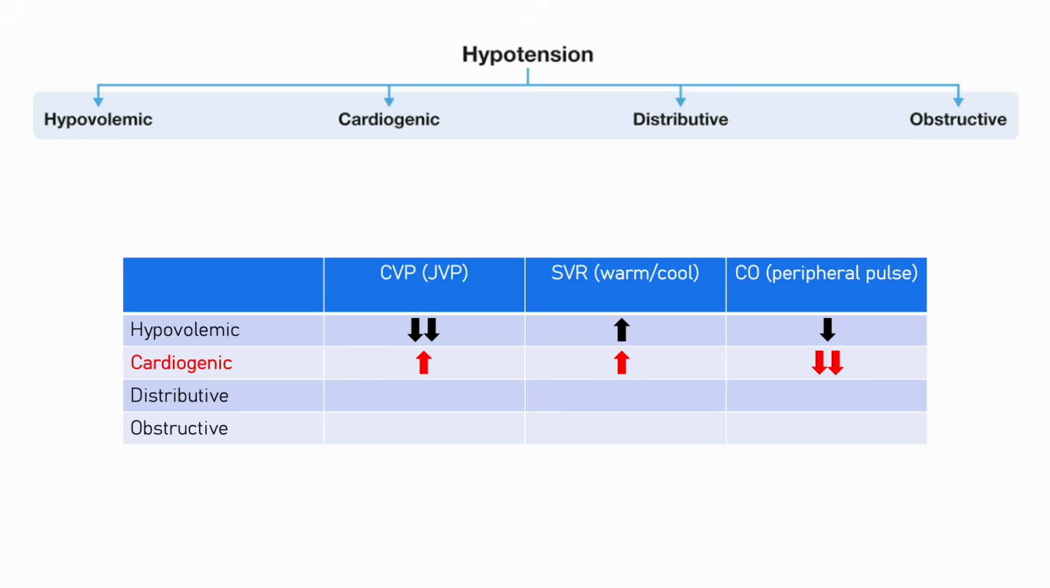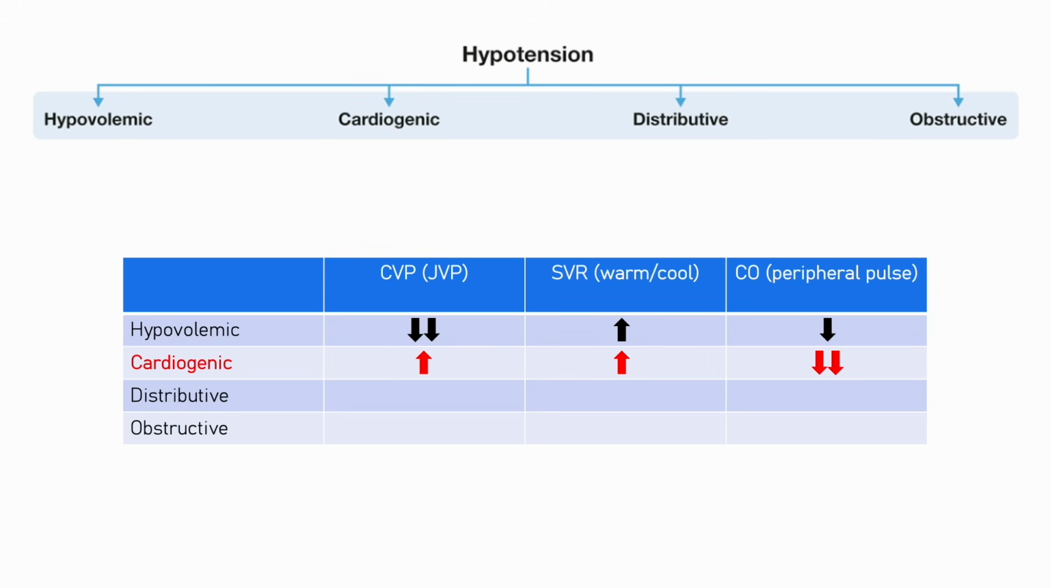Now let's move to cardiogenic hypotension. Here, the problem isn't a lack of volume, it's pump failure. The heart is unable to generate adequate forward flow, so cardiac output falls. Because blood is not being effectively ejected, pressure backs up into the venous system. That leads to elevated filling pressures, which we see clinically as an increased jugular venous pressure. Despite this high filling pressure, forward flow remains poor, so cardiac output is low.